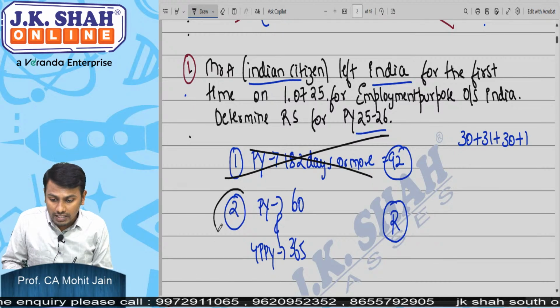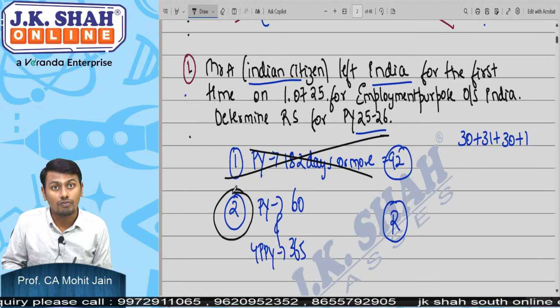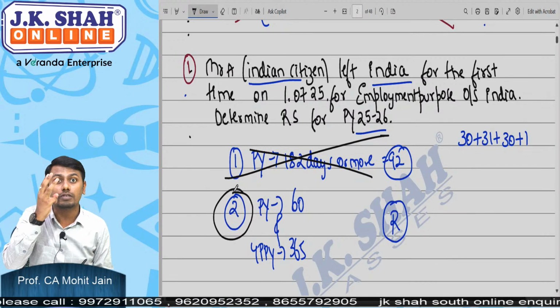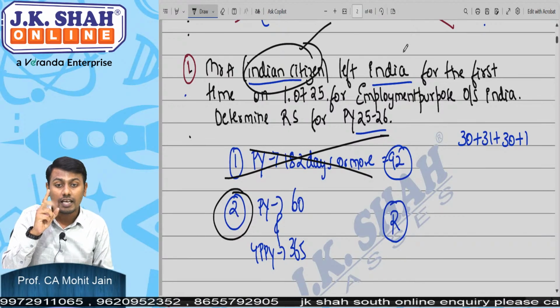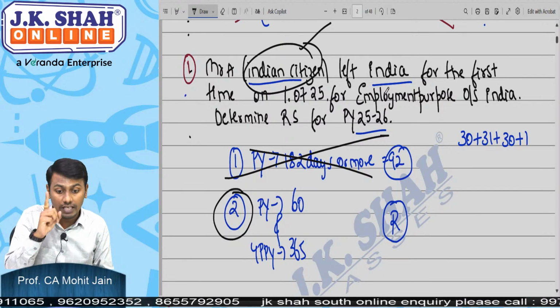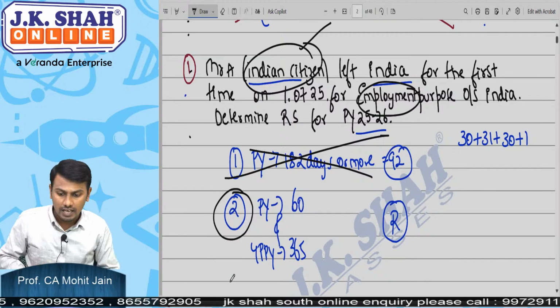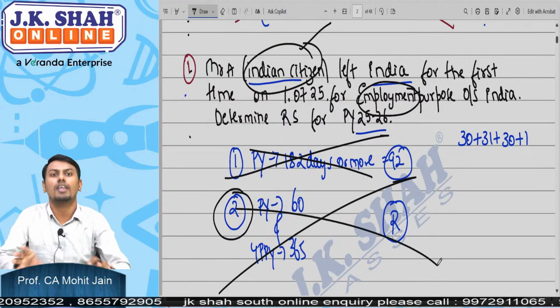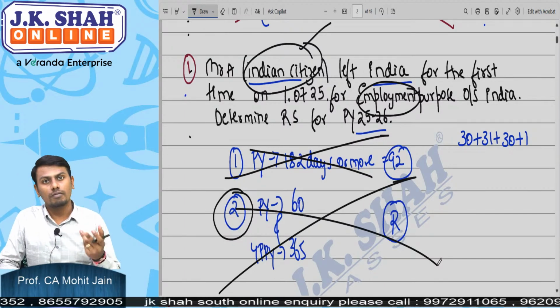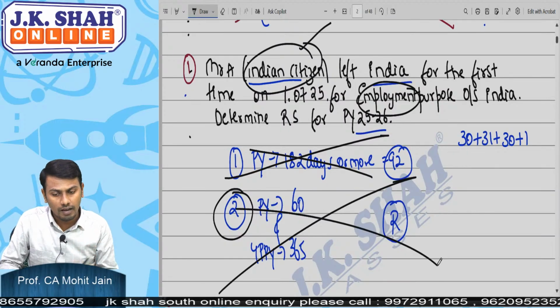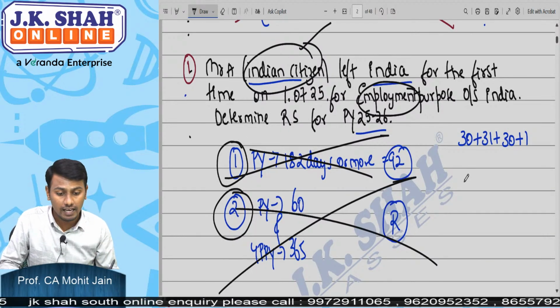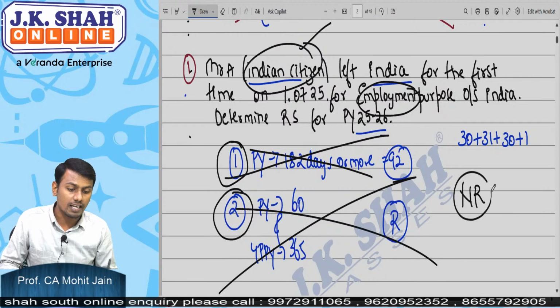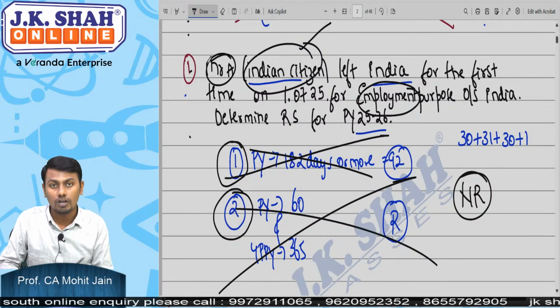Now, before starting basic condition number 2, we have to check, is he covered by those 3 cases? What is the first case? Is he an Indian citizen? Yes. Is he leaving India? Yes. Is he leaving for employment purpose? Yes. Then basic condition number 2 is not applicable only. So, basic condition number 2 is not applicable, and we did not satisfy basic condition number 1. So, we are directly a non-resident.